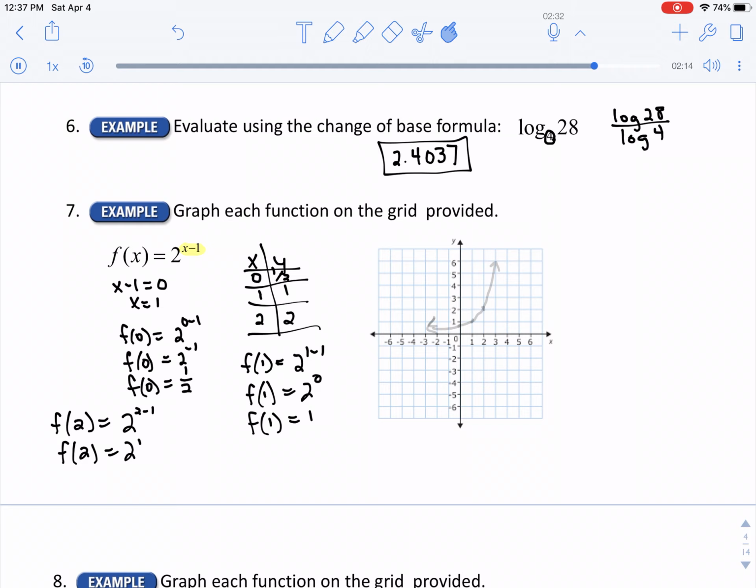So let's go plot those points on our grid. So we got 0, 1/2, which is here. And then we've got 1, 1, which is here. And we've got 2, 2, which is here. This is an exponential growth function, and it looks like this. And that's the answer.